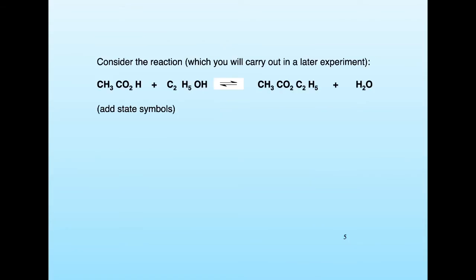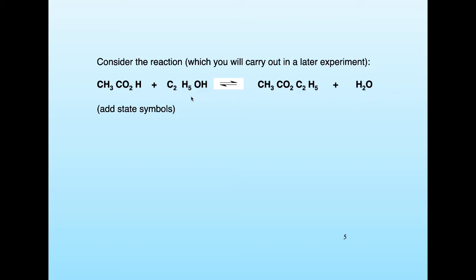Let's have a look at a specific example of how to do this. So consider the reaction. This reaction is most probably quite familiar to you now. This is ethanoic acid and ethanol reacting in this esterification reaction to produce ethyl ethanoate and water. You can add the state symbols here, but essentially you've got liquid.